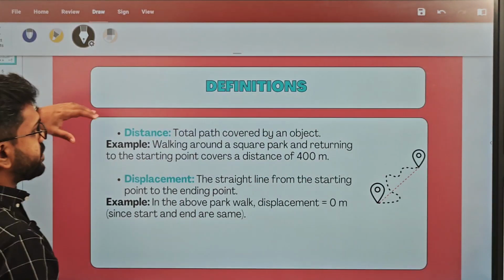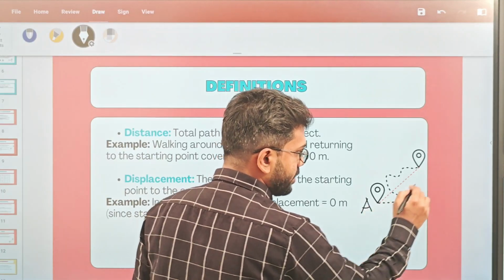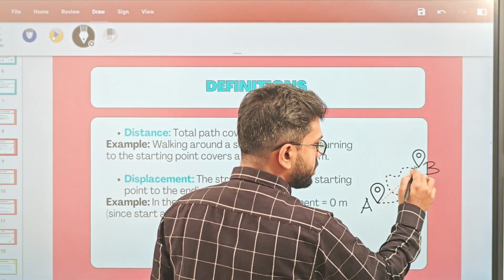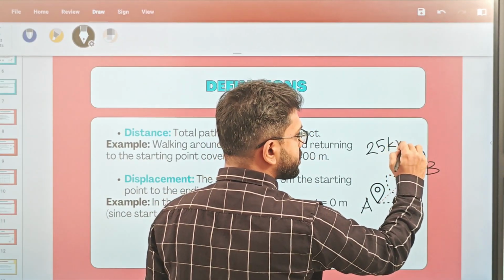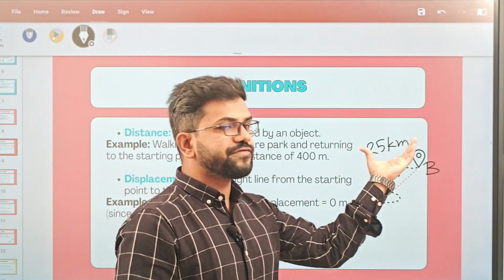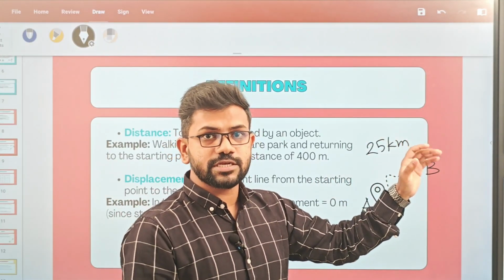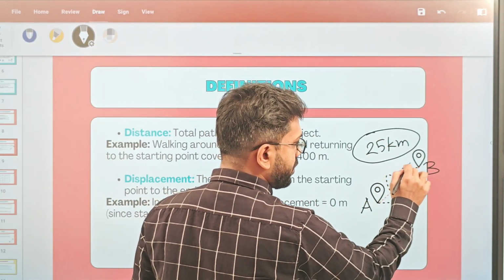To begin with the definition, let me give you an example. Let's say from place A to B, you're taking a zigzag path to cover the distance. Let's say you covered 25 kilometers of distance. Okay, so 25 kilometers is just a value. It does not give you any direction, so it's distance. So distance of 25 kilometers in this zigzag path.